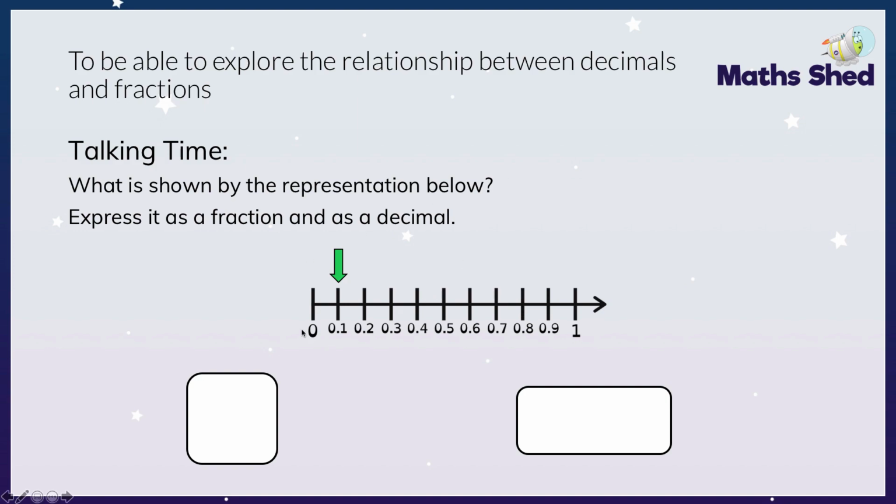Well, how many gaps are there between 0 and 1? There's 1, 2, 3, 4, 5, 6, 7, 8, 9, 10. So there are 10 gaps.